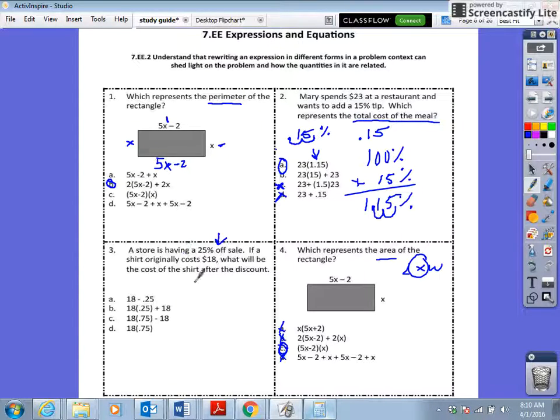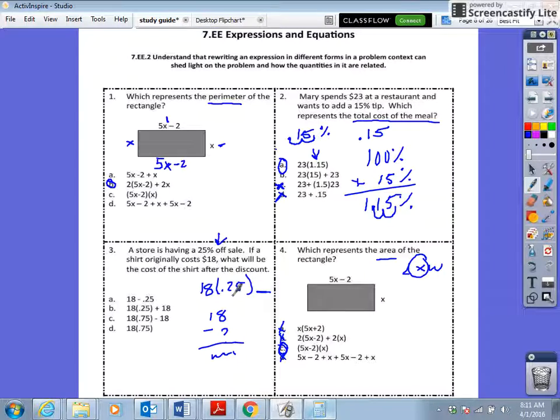Normally people would find the answer by finding 25% of 18. So they would say 18 times 0.25, and they would find out what their discount is. Then they would take that amount and subtract it, and they would find out how much it costs at the end. But they're not giving us that option. They're not giving us 18 minus the discount. There's no 18 minus the discount over here at all.